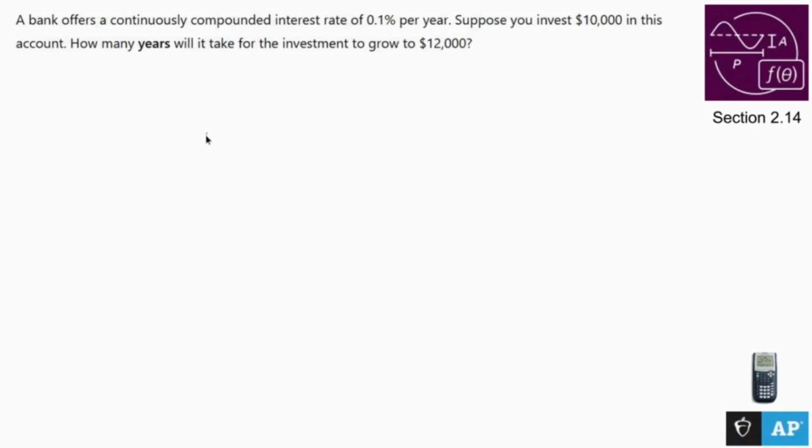All right, the equation for continuously compounded interest is A equals P times e to the rt power, so your total amount equals your principal, what you put in, times e, which is the number e, to the rt power. R is rate in decimal, and t is time in whatever years you're talking about.